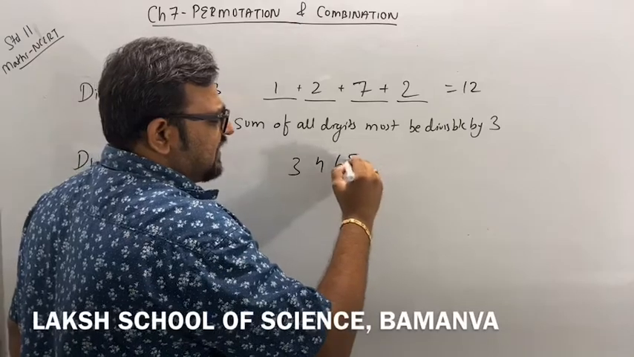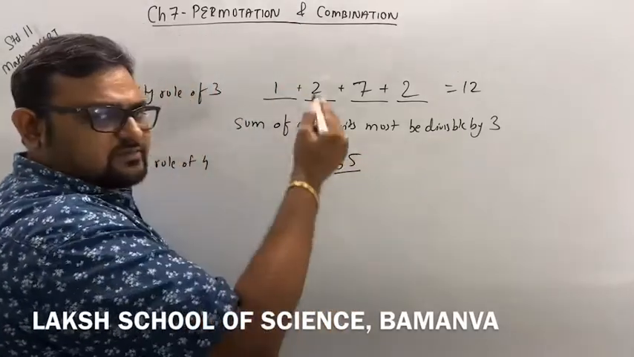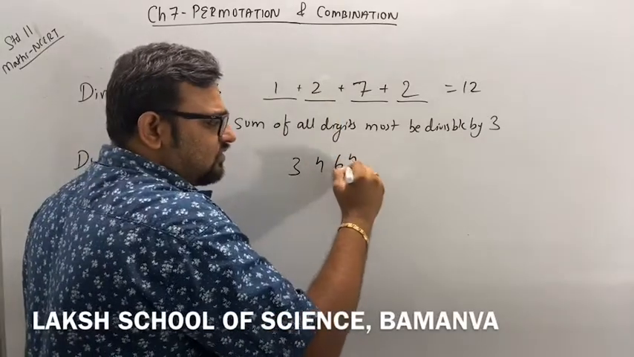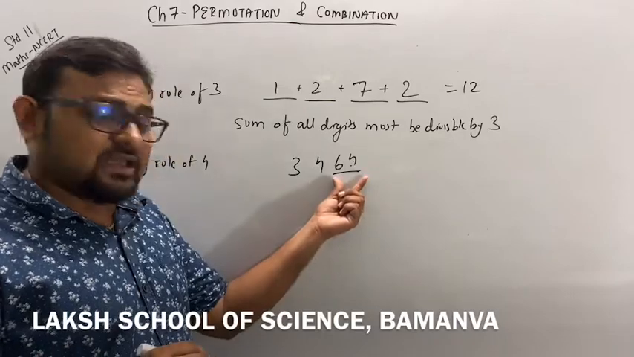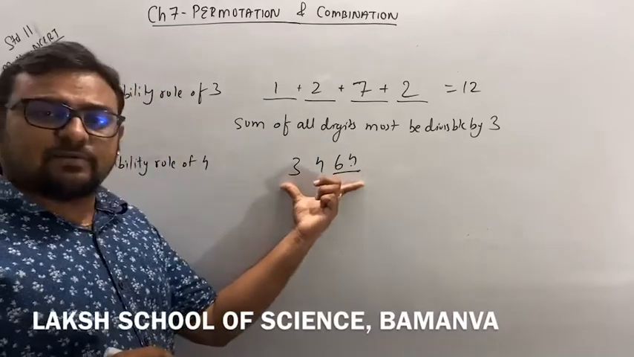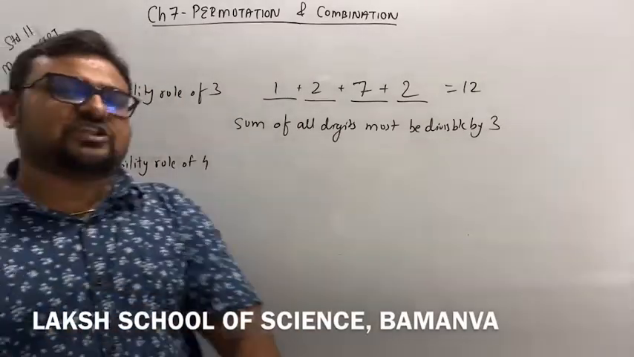65 is not divisible by 4, so the whole number is not divisible by 4. But if it is 64, 16 fours are 64, so the whole number is divisible by 4. Okay, but now we will use a different technique in permutation and combination.